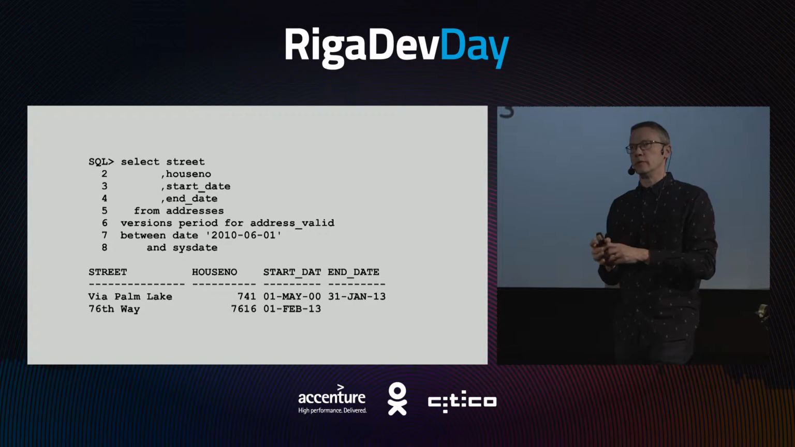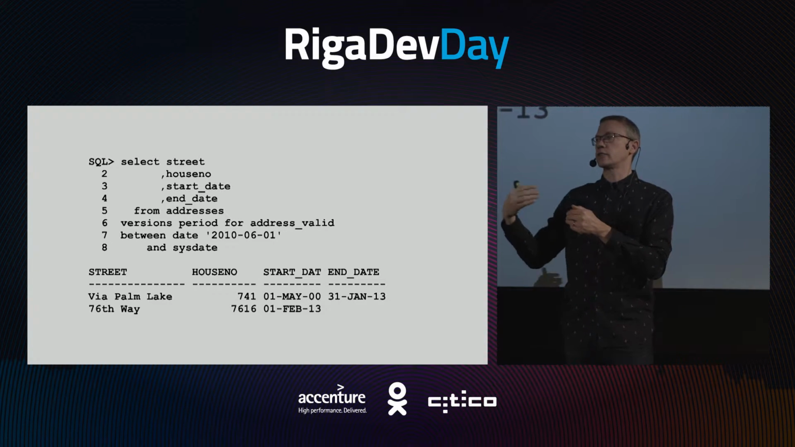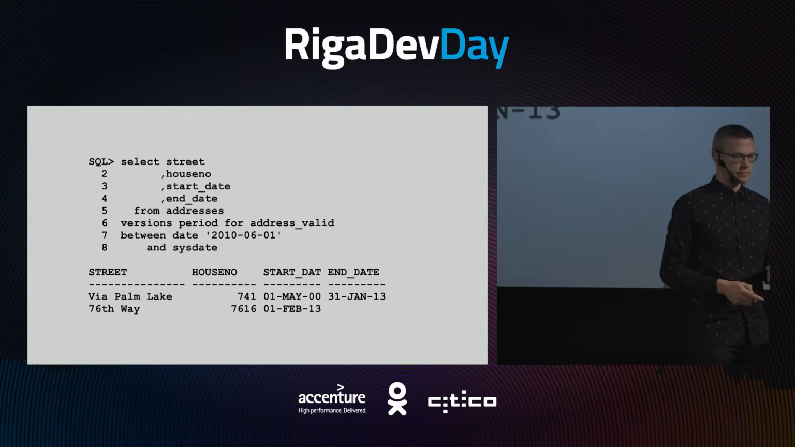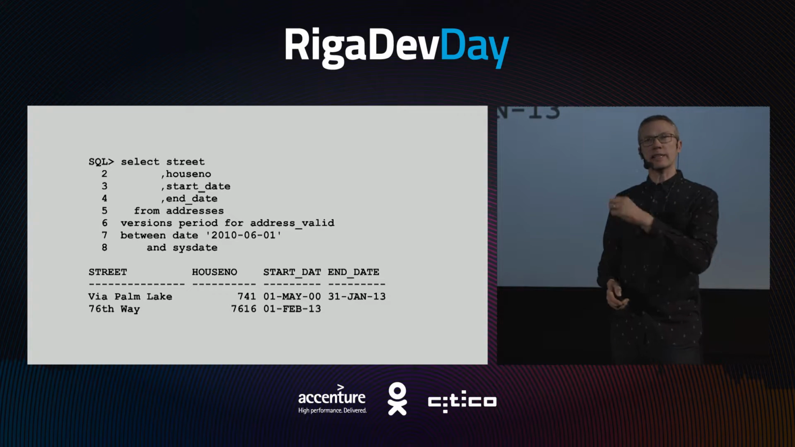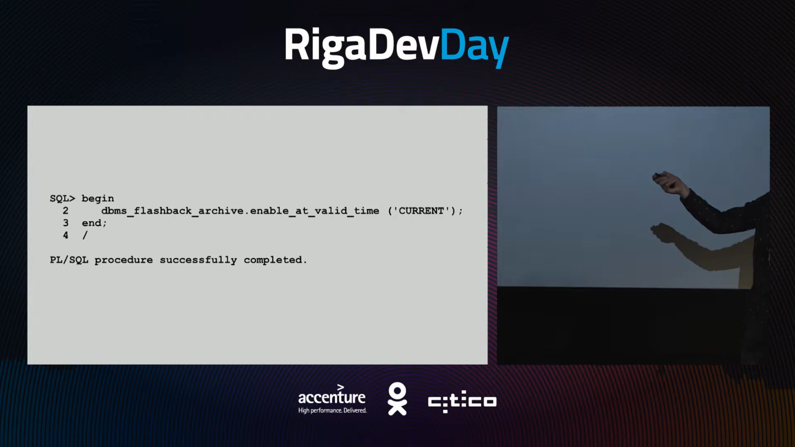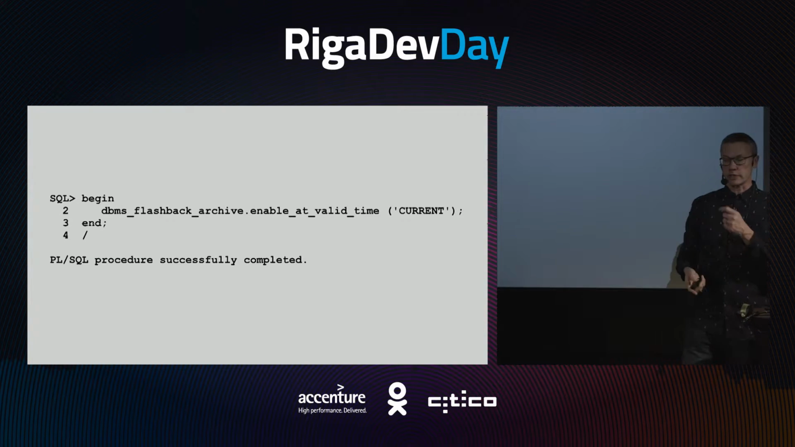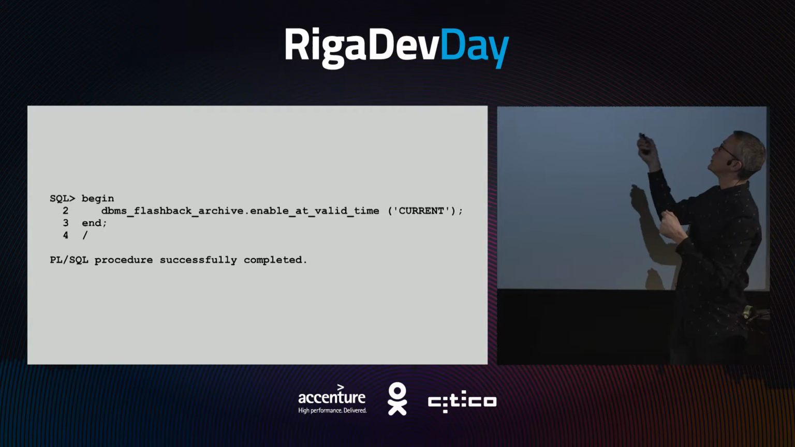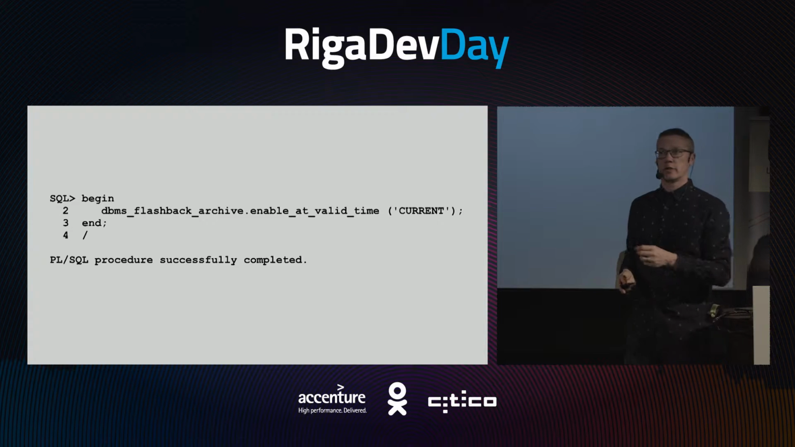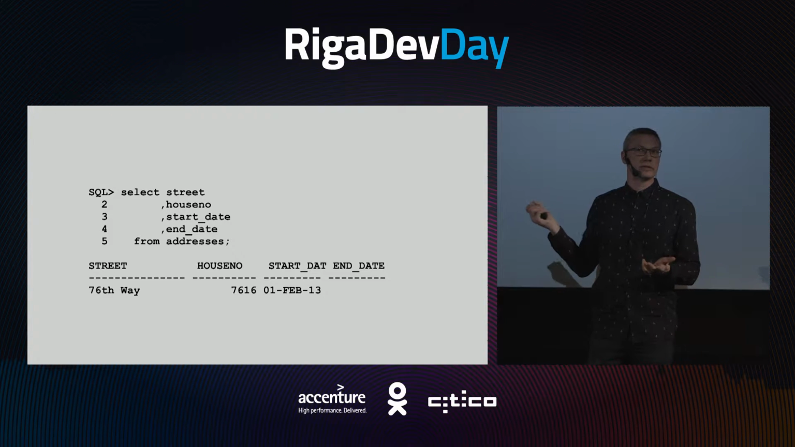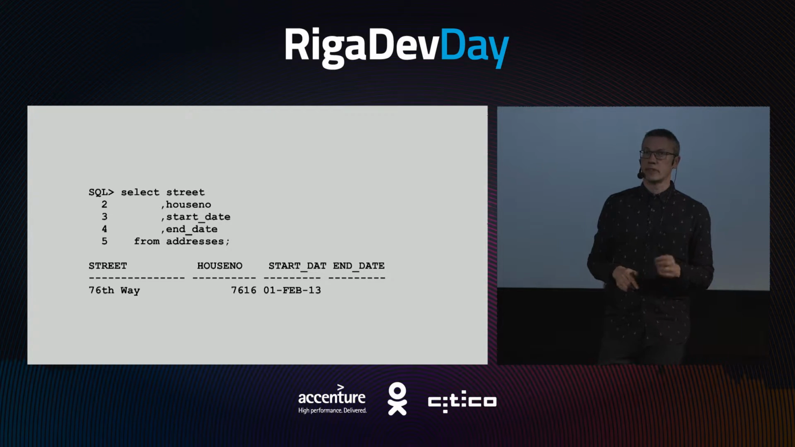So you don't have to write your own clauses to get the current data. If you don't like to put that AS OF clause in your queries, you can also set your session. You can use DBMS_FLASHBACK_ARCHIVE to enable it at a certain time. You can say current, so only show me the current ones, which are based on sysdate. If you then query the table, you get only one row back, because that's the only one that's current. Does that make sense?